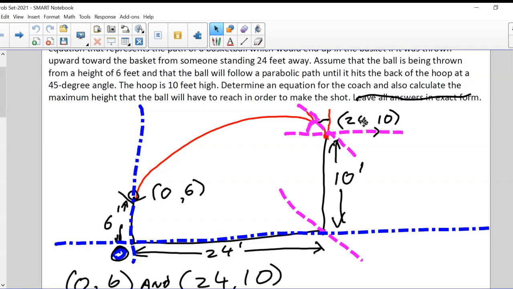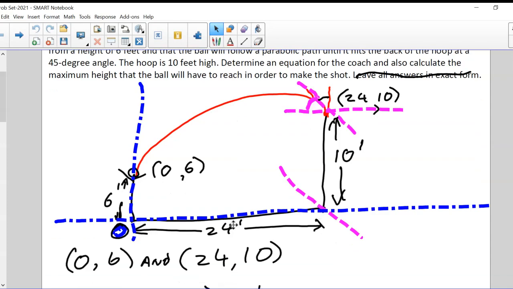Kashaf, are you with me so far on that? Do those 2 points make sense? Okay, so what we're saying is that these are 2 points that we have to include in the equation of the line that represents the path of the ball. So this red line represents the path of the ball.